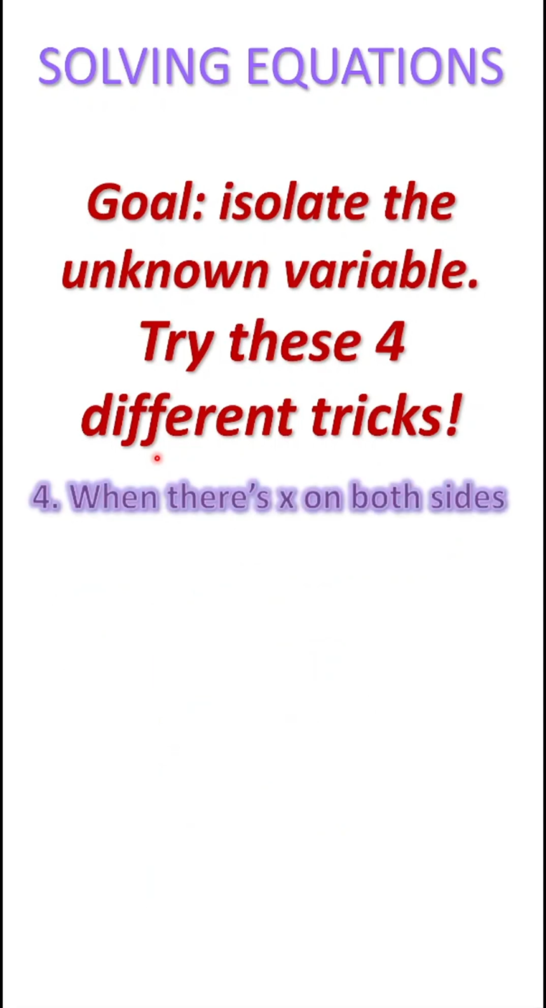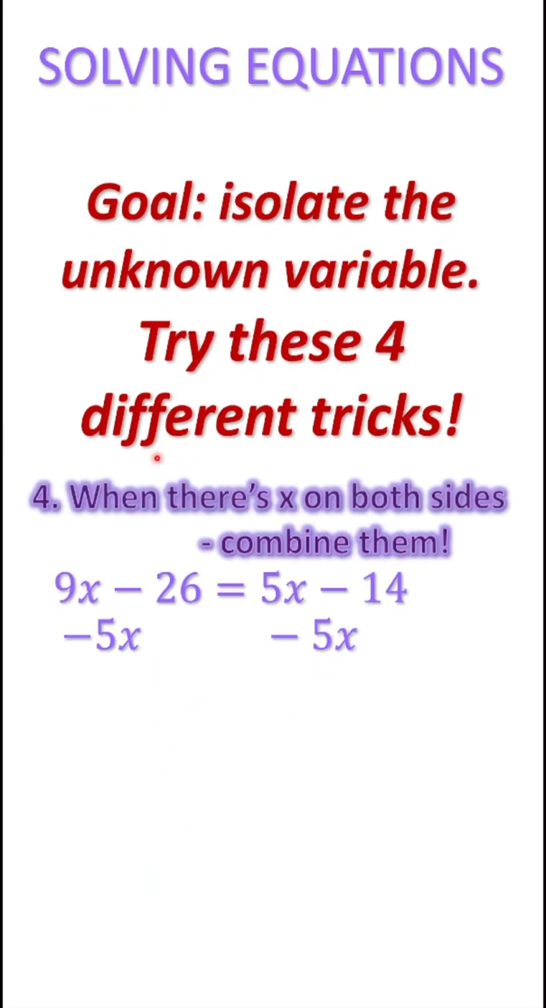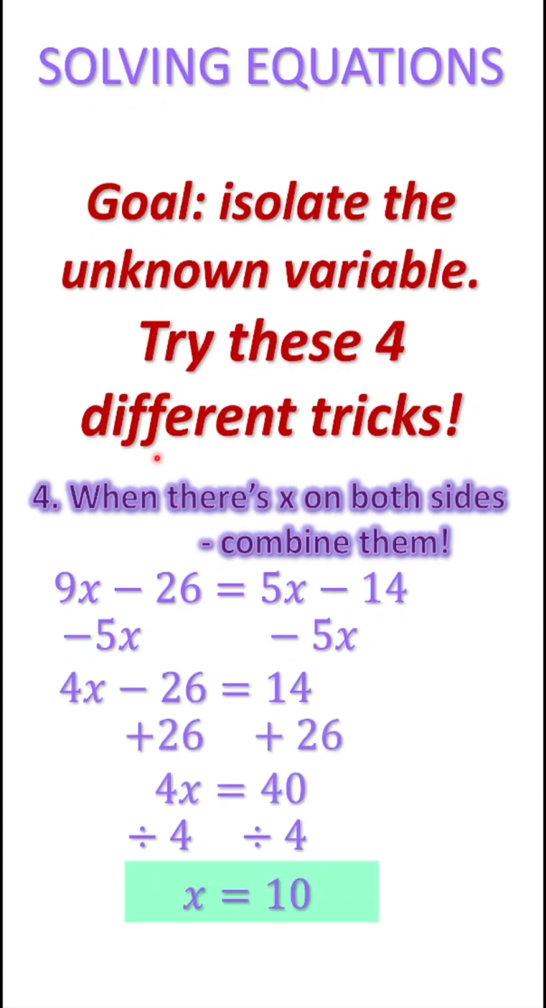And finally, when you have x's on both sides, combine them to make a positive value for x if you can, otherwise it doesn't matter. So I choose the side with the smaller number of x's, get all my x's together and my numbers on the other side by moving them over, divide by 4, jobs are good and x is 10.